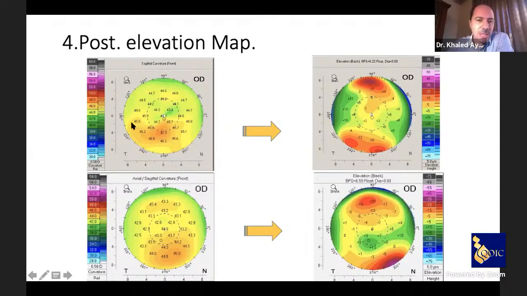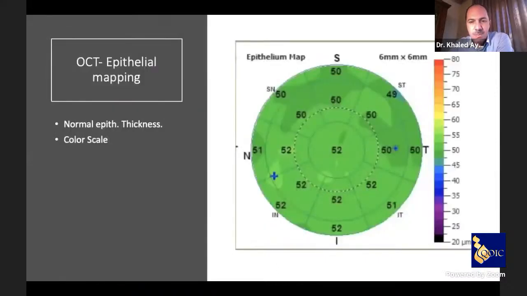Also, if you look at the area of irregularities, in the upper scan it's ill-defined and reaches almost to the edge of the scan, while in the lower one, it's more focal and more rounded and does not reach the periphery. This is another clue to differentiate whether this is due to dry eye disease or ectatic disease. Another very important tool nowadays in differentiating these abnormalities is the use of epithelial mapping.